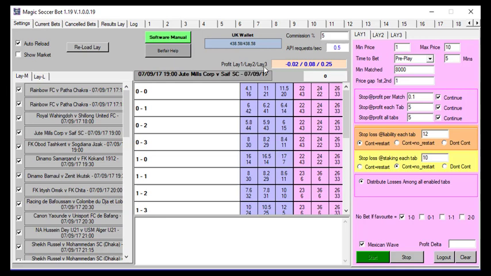Lay 1, lay 2, lay 3. This is the reflection on what each of these tabs up here is making. At the moment, lay 1 is 2 cents in deficit, lay 2 is 8 cents up, and lay 3 is 25 cents up. Okay, that's all we need to know there.